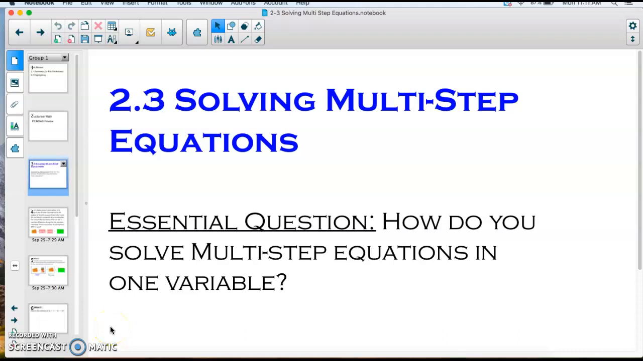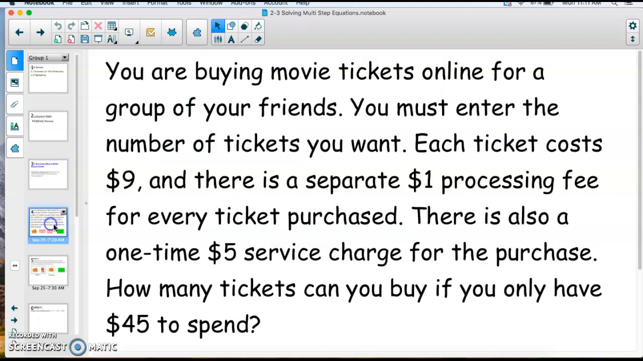All right, welcome to 2.3, solving multi-step equations. Our essential question: how do you solve multi-step equations in one variable? So we did one step, we did two step, and now we're going to do multi-step where maybe we'll have to combine some like terms or other steps before we can actually go about solving the equation.